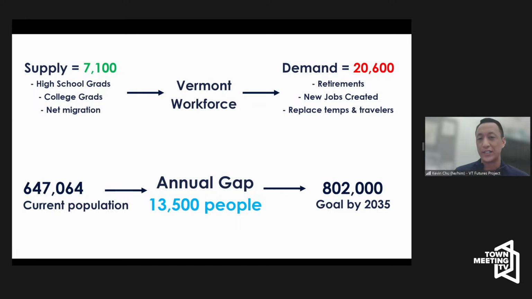And when we factor in some of these other pieces like college graduate retention, in and out migration, the demands from the business community as new jobs are created, as businesses try to grow, we see that on an annual basis, it's about a 13,500 people gap. And then when we project that forward to 2035, the numbers get in the 800,000 range. And I mentioned I took the personal liberty of picking 802 because what I found is 800,000 sounds big and scary to a lot of Vermonters. But 802, for some reason, just feels a little bit more comfortable and familiar. I'm not sure why.